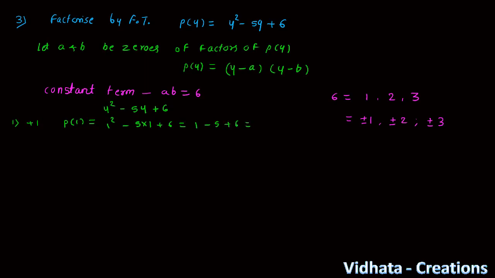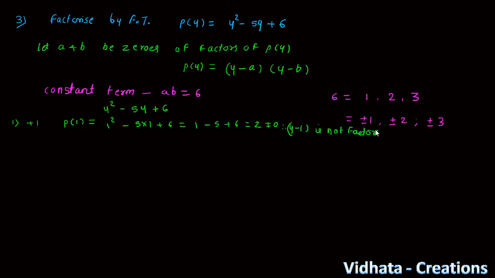The overall answer will be 6 plus 1, 7 minus 5, which is 2, and this 2 is not equal to 0. So what can you say? Therefore, you can say that y minus 1 is not a factor, because the value is not equal to 0.